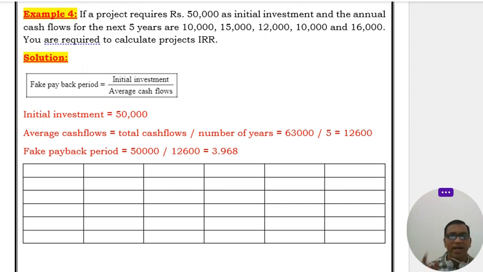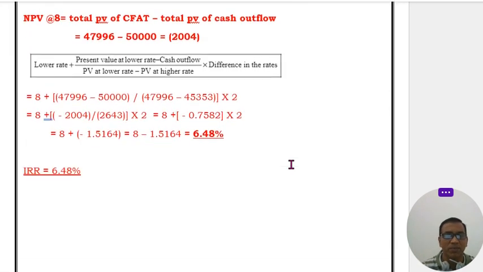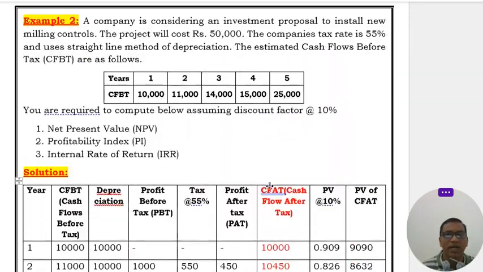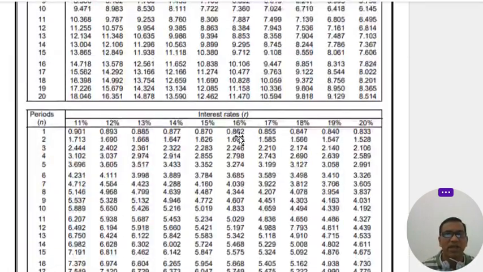Now you have to identify this value in the present value annuity table. From there, we will assume one discount factor, one rate of return. So remember 3.968 in mind, and let us go to the annuity table. What is the life of the project? 5 years. Okay, let us go back to the annuity table.